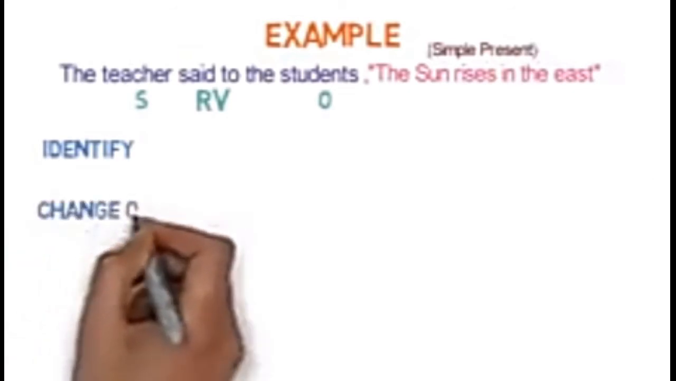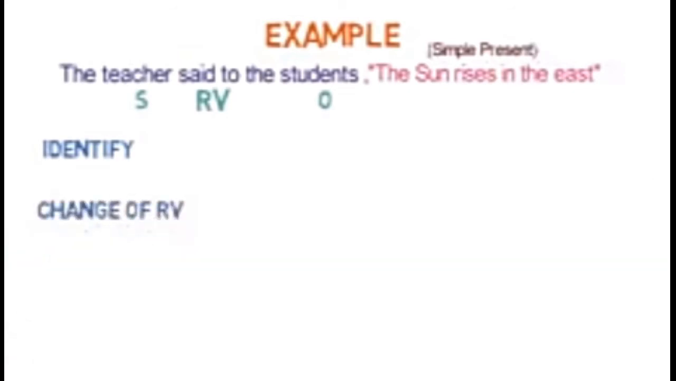The teacher said to the students, the sun rises in the east. First step is of identification. Here, teacher is the subject, students is the object, said is the reporting verb, and as said is in past form, we need to check the tense of reported speech. It is in simple present tense. Second step is the change of reporting verb. As per the workflow we studied, said to will be converted to told.